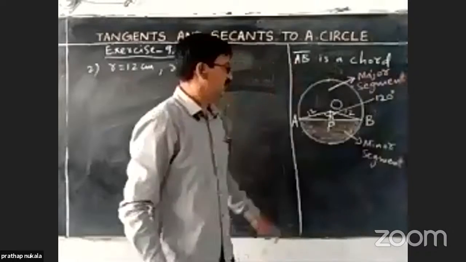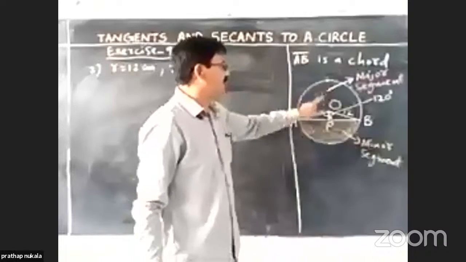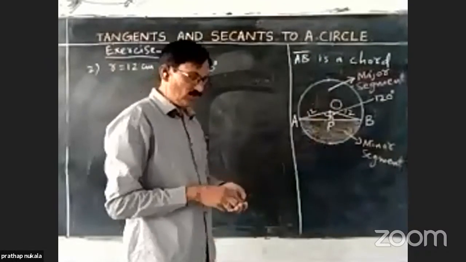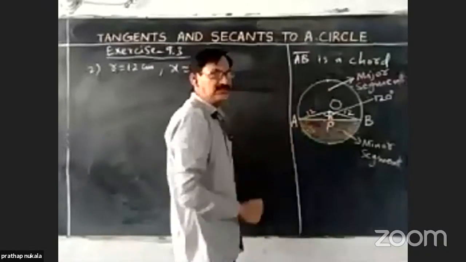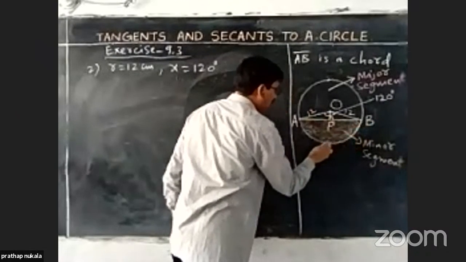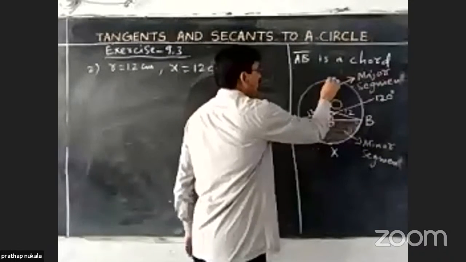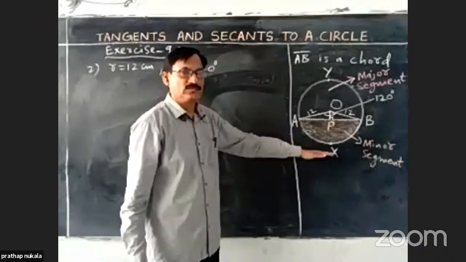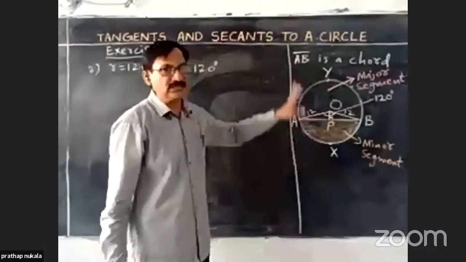This is the minor segment and this is the major segment. We have to find the areas of these two segments of the circle. To find the area of these two segments, let a point here be X, and let a point here be Y. On the circle, below take a point X, above take a point Y.